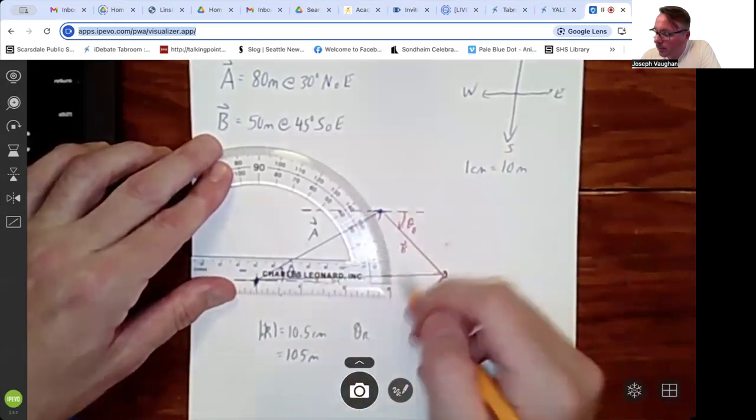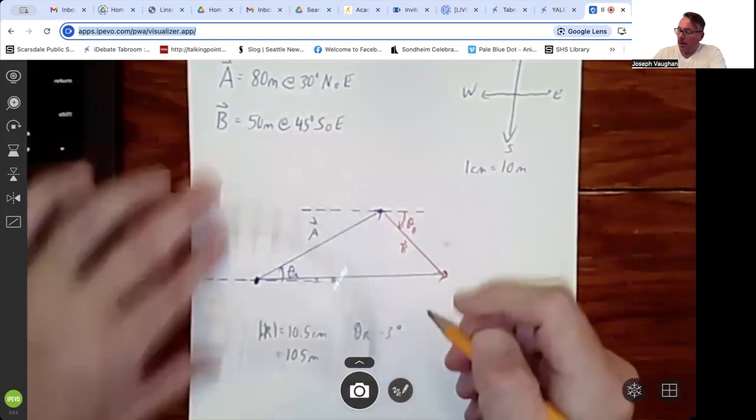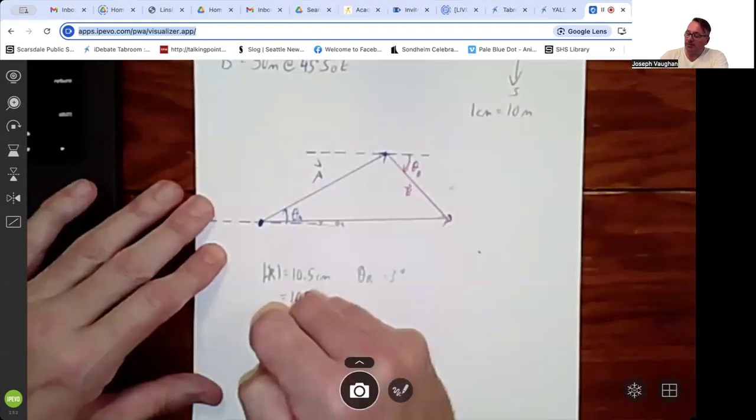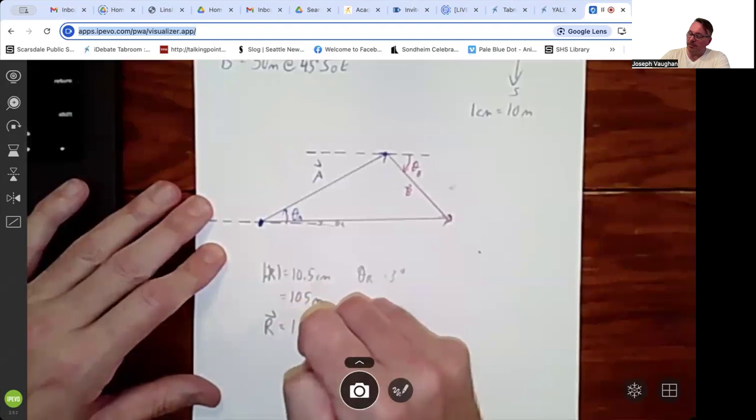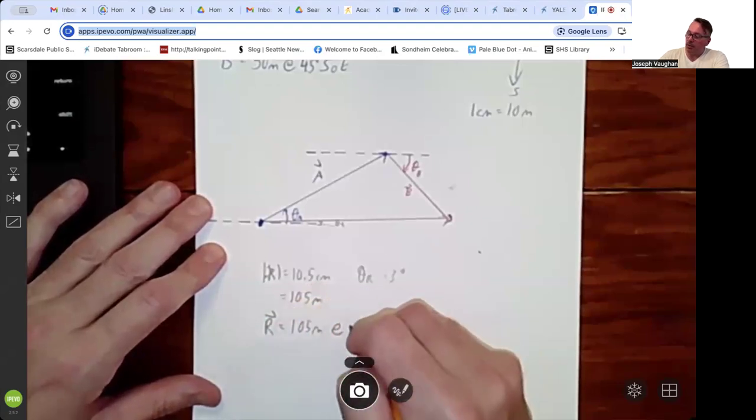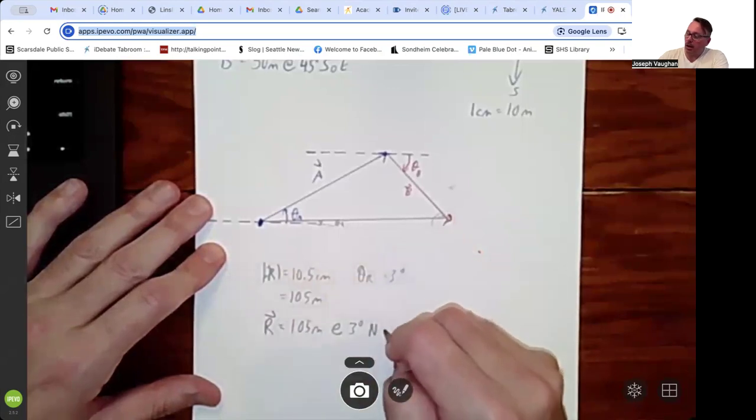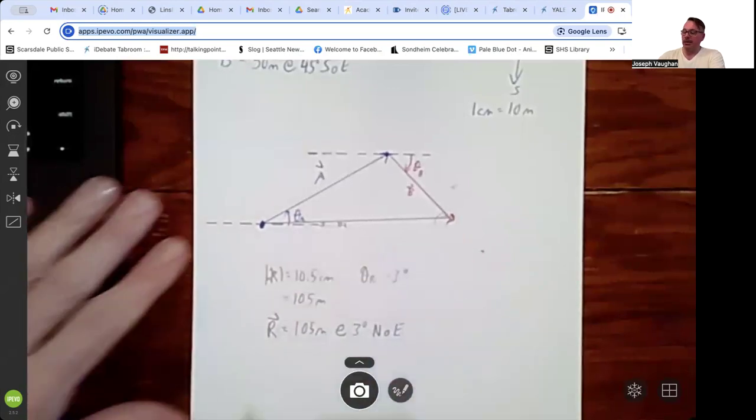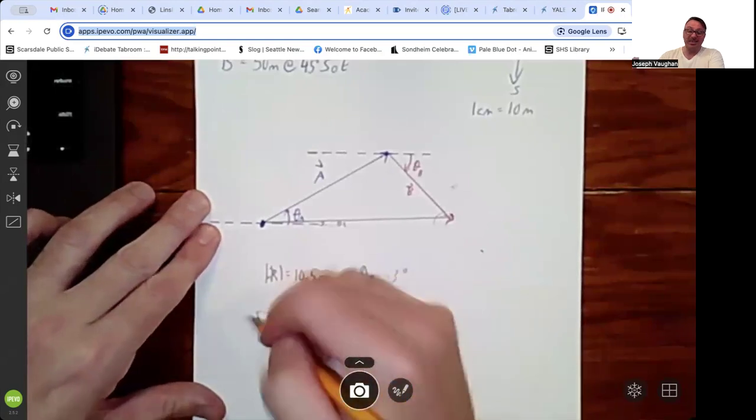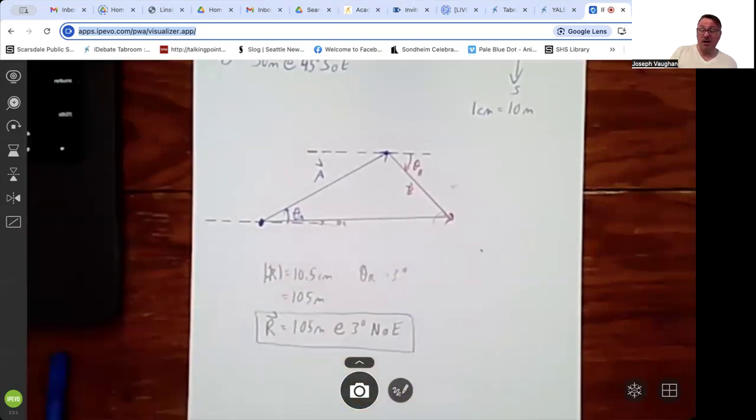Okay, looks like it's 3 degrees, the tiny angle. Great. So putting that all together, that means vector R is 105 meters at 3 degrees. And looking at the direction here, north of east is what that is. And I can box it. So that is the graphical addition of vectors.